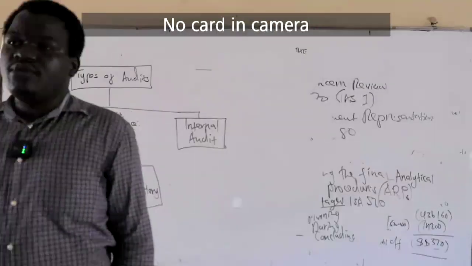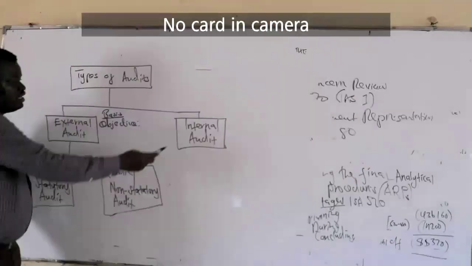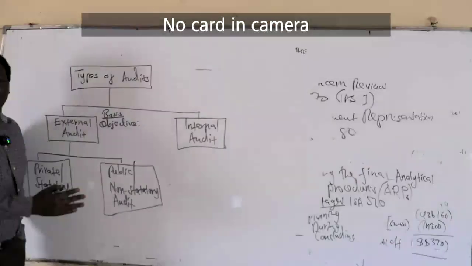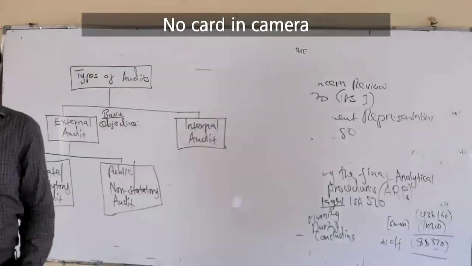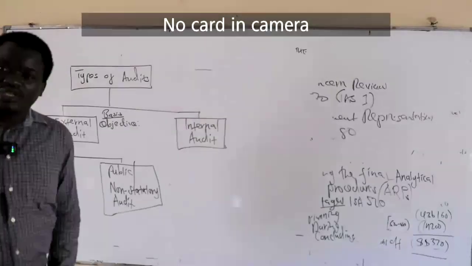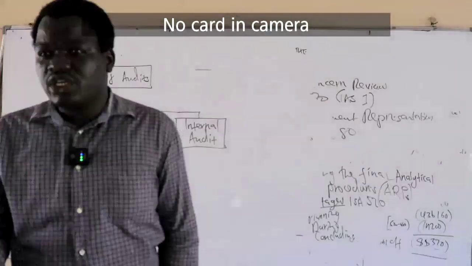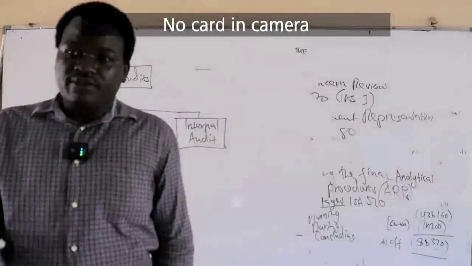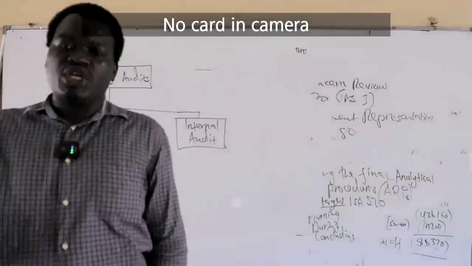The objective of the internal audit is to examine the procedures and activities to determine whether they are efficient, effective, and economical, and to give recommendations for improvement.